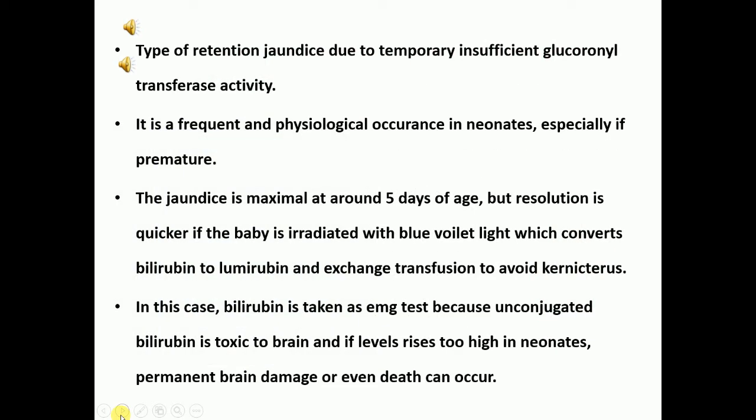This type of jaundice is basically due to temporary insufficient glucuronide transferase activity. It is a frequent and physiological occurrence in neonates, especially if premature. The jaundice is maximal at around 5 days of age, but resolution is quicker if the patient is irradiated with blue light, violet light, which converts bilirubin to lumirubin, and exchange transfusion is done to avoid kernicterus.